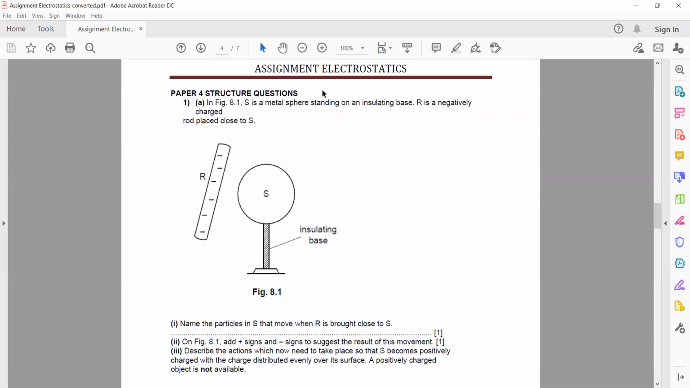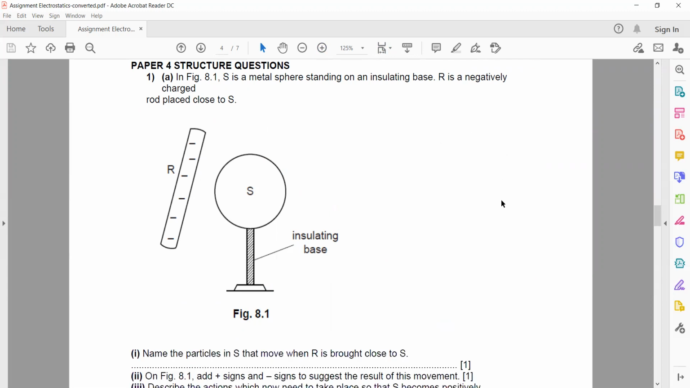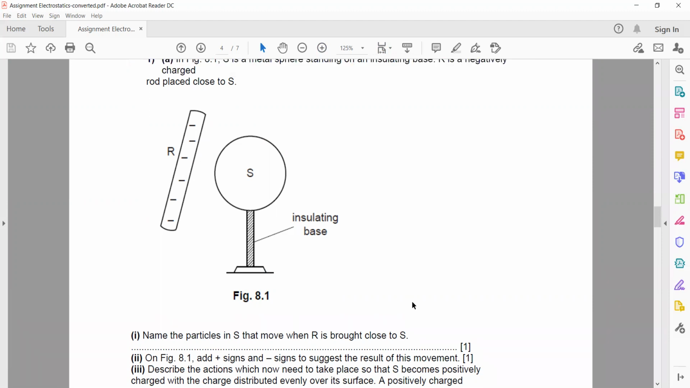This is a structure question. In figure 8.1, S is a metal sphere standing on an insulating base. R is a negatively charged rod close to S. Name the particle in S that moves when R is brought close to S. Which particle will move in S when I bring R closer?